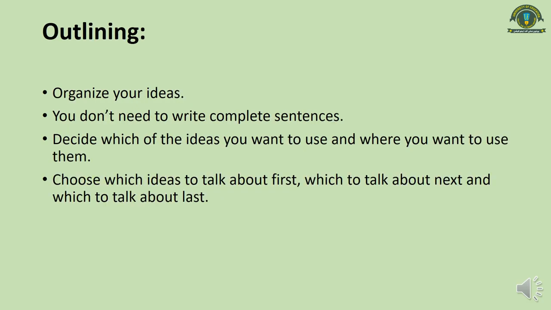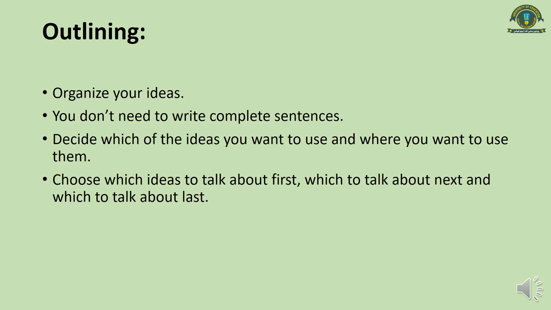Then comes the second step, that is outlining your paragraph. Once you are done with writing your ideas, this is time for you to organize them. You don't need to write complete sentences. Just write certain things that reflect the sentence, or that remind you what you are going to write here. Decide which of the ideas you want to use and where you want to use them. So you can give them proper numbering, so that this idea should be explained first, and then this one, or this idea should come at the last.